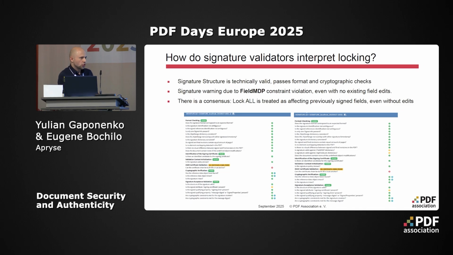If we try to interpret what we see, with all the tools that we have tried validating this document, there is a consensus that the signature's lock dictionary, when it's set to all, also affects the fields that would be added to the document afterwards. It kind of makes sense, but it's a bit hard to guess from the specification how exactly this value needs to be treated, and similar to the first case, you have to find this consensus across all the tools.